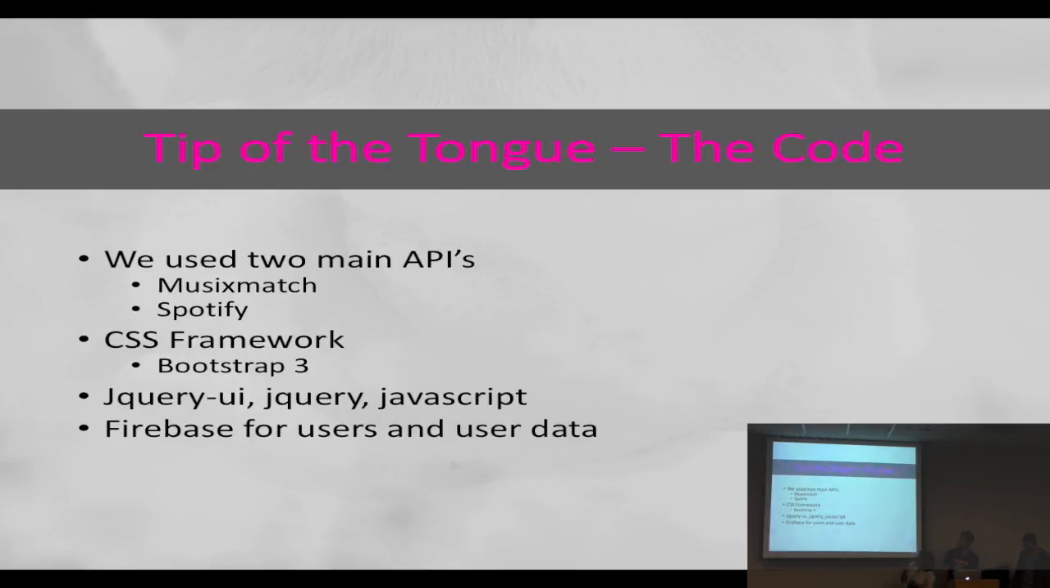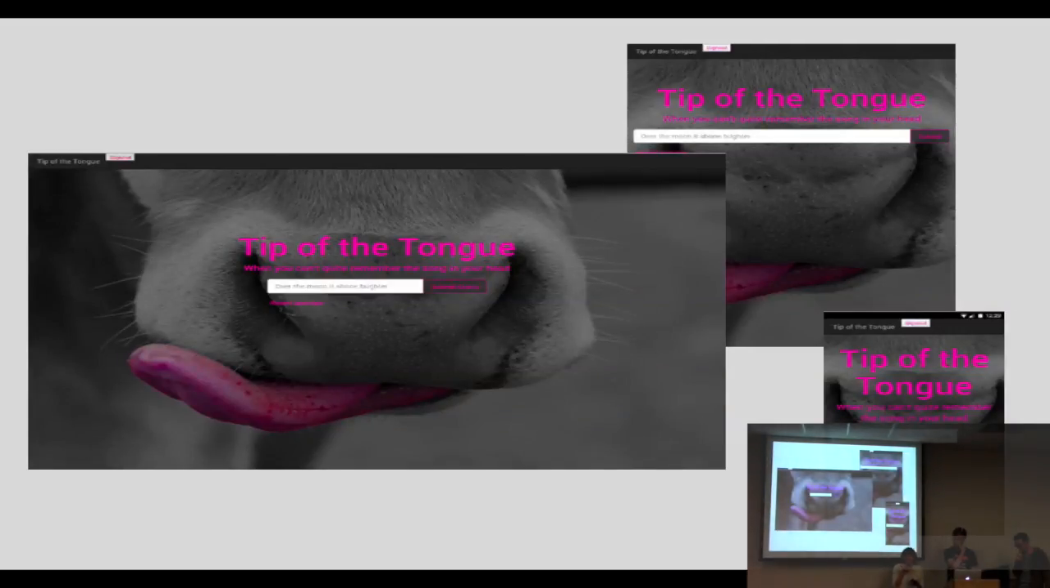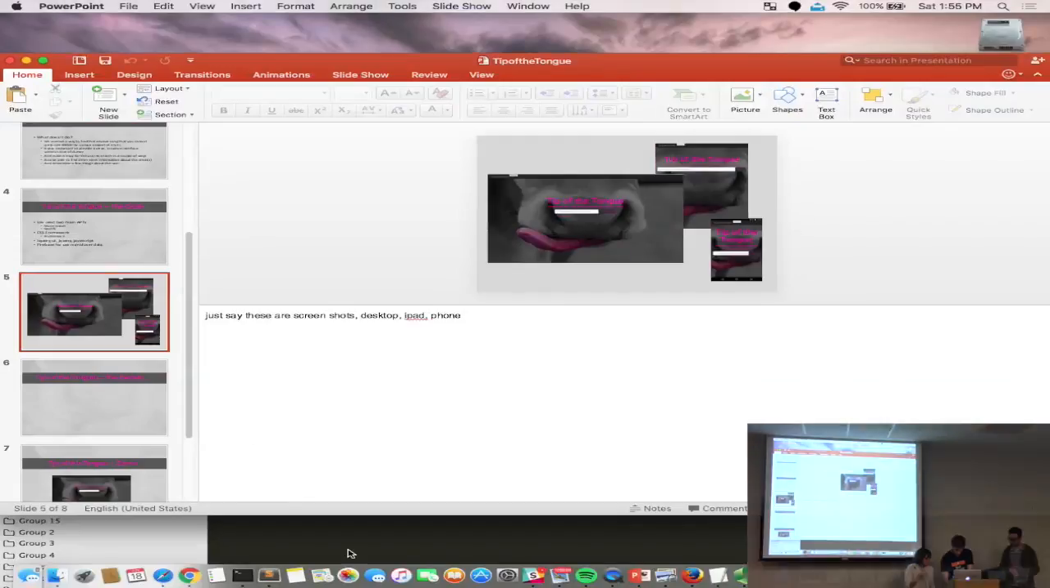We use two main APIs, Music Match and Spotify. We use the CSS framework Bootstrap 3, jQuery UI, jQuery JavaScript, and we use Firebase for our users and user data. Here's the screenshot: this is our desktop, a phone, and an iPad version. We'll go into a brief overview of the code, and then we'll give you a demo later on. So Chris, you're first.